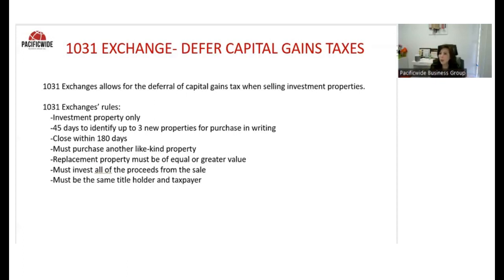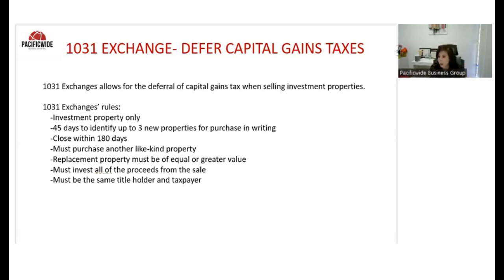But you have 6 months to close the transaction. Normally you only need 6 months when you purchase a commercial property because it takes longer. But for a residential property, you close within 30 days. So they give you 180 days from the day you give the key to the buyer to the day you're closing the new purchase. That's a lot of time. But the 45 days is not so much, okay? Because searching for a property and finding what you like takes a longer time. Okay. All right. Must purchase another like kind property.